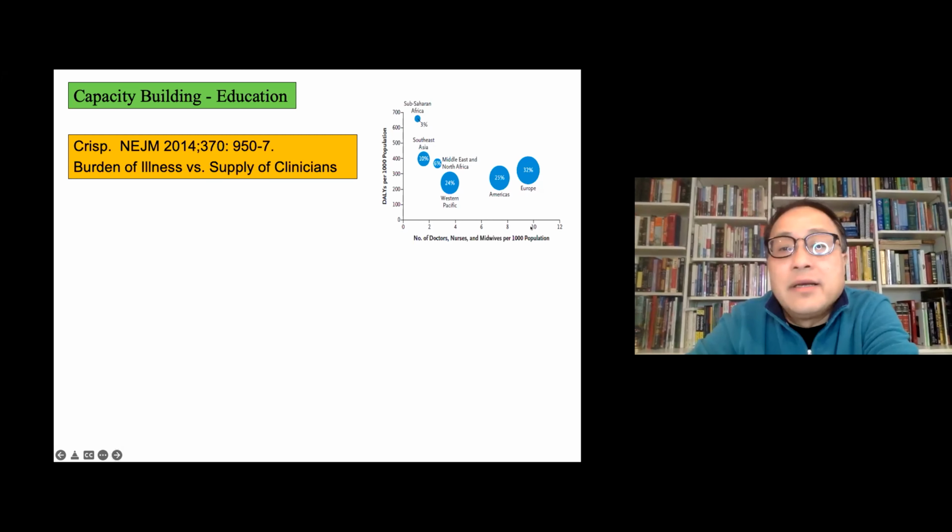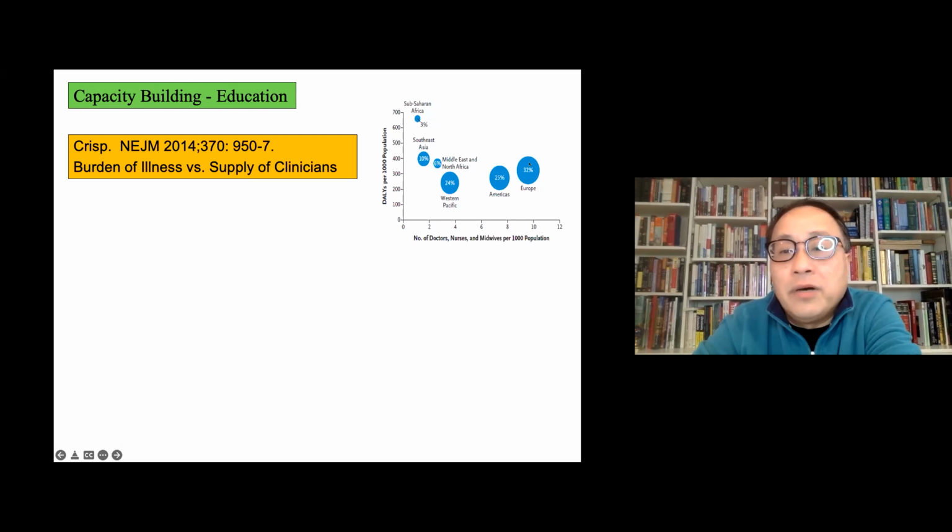On the x-axis is the supply of clinicians. So these are doctors, nurses, and midwives per 1,000 people. And as you can see, Europe and the Americas lead the clinician supply, being far to the right. On the y-axis are the daily adjusted life years in terms of burden of illness per 1,000 people. And as you can see, sub-Saharan Africa and then Southeast Asia lead that on the y-axis. And then the relative size of these blue bubbles represent the percent of the supply of clinicians around the world.